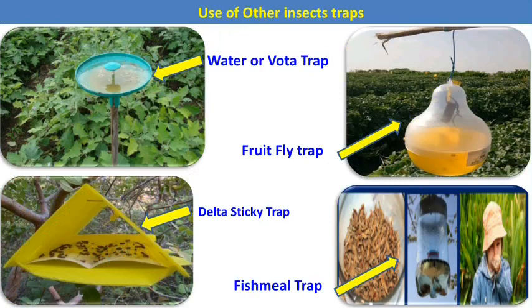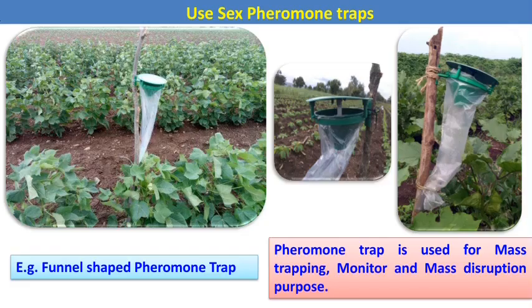Then the fruit fly trap. This fruit fly trap is mostly used to attract the fruit fly in case of mango or cucurbit crops. Then the delta sticky trap, used against different minute pests which are attracted toward the yellow color. Then the fish meal trap, used against sorghum shoot fly or stem fly in case of sorghum. Then these are some of the funnel traps, nothing but sex pheromone traps. In this funnel shaped pheromone trap we can use different lures according to the species. It means this trap is species specific, and it is specially used for mass trapping, monitoring and mating disruption techniques.